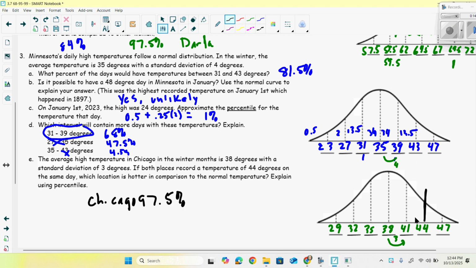For Minnesota, 44 degrees is somewhere in here. Okay, I'm going to do that same proportion thing. 1/4 of 4 degrees, well, that's 1. So we got a total up here of, this ends up 97.5 plus another degree, so 98.5% for Minnesota. So it's less likely, you're in a higher percentile in Minnesota for a warmer day than in Chicago. Okay. All right. That covers quite a bit of stuff. Hopefully that makes sense. We can talk in class.